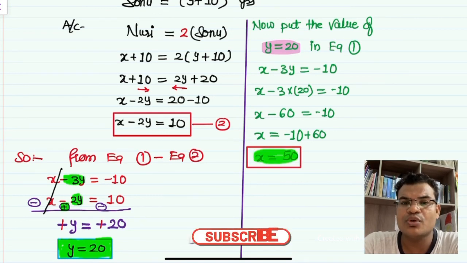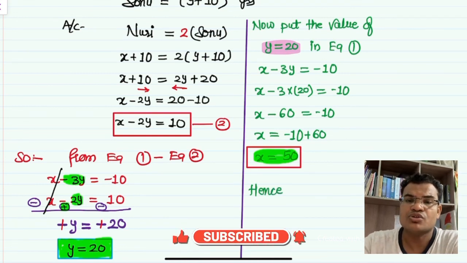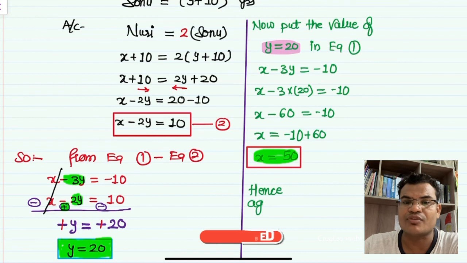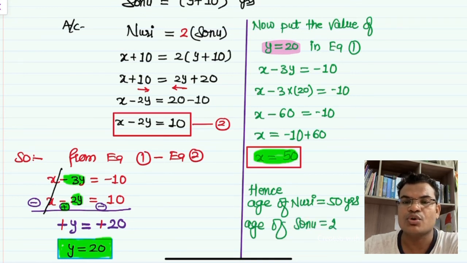So finally you have the solution, the ages of both persons here. We have to write the answer in the proper way: hence the age of Nuri is equal to 50 years. She is greater than Sonu, so 50 years. And the age of Sonu, that is y, so we write y equals 20 years. So the age of Sonu is 20 years.